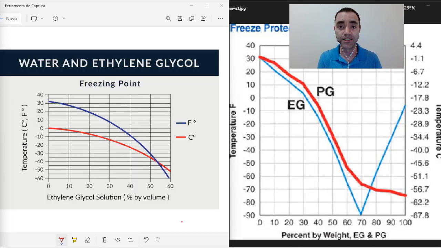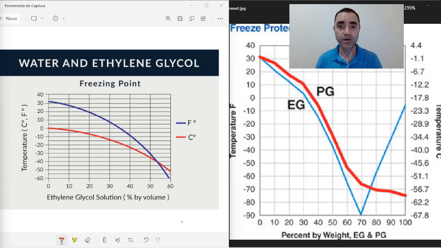And as a chemical process engineer working with plant design, what is the procedure to determine the amount of ethylene glycol or propylene glycol that you must add to your solution? The first thing to observe is that when you are doing the composition of your fluid in a process simulation software, you have basically three main fractions that you can specify. You can specify the mole fraction, the volume fraction, or the mass fraction.